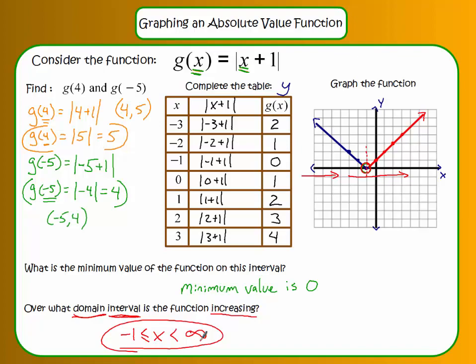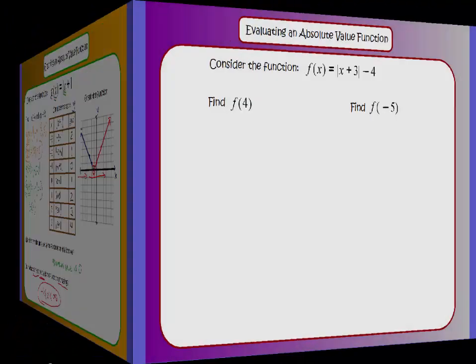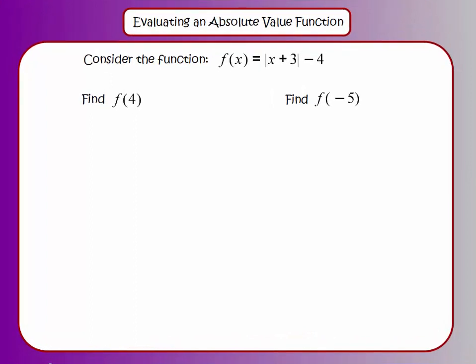All right, let's take a look at something else. Let's try to just evaluate an absolute value function. That just means solve algebraically and see what's going on. So this first one, here's our function, f of x equals the absolute value of x plus 3 minus 4. So we want to find f of 4.